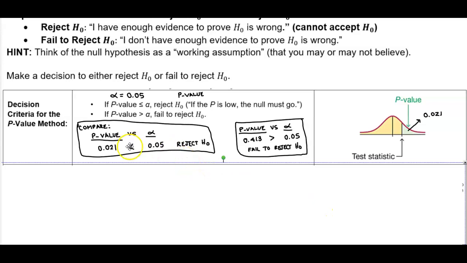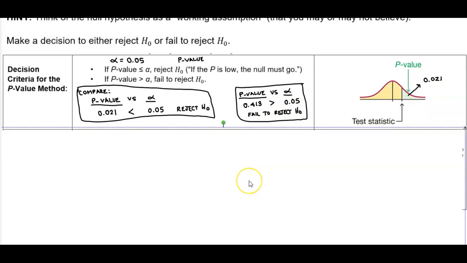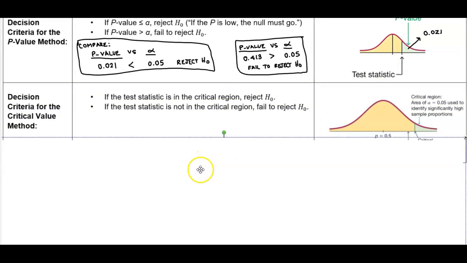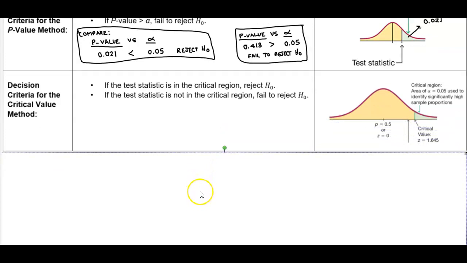So those are the two scenarios. Okay, if the p-value is less than or equal to alpha, then we reject the null. If the p-value is greater than alpha, then we fail to reject the null. Okay, now let's take a look at what this would mean for the critical value method, or we also call this the traditional method. Okay, so in this case here, it says if the test statistic is in the critical region, you reject the null. If the test statistic is not in the critical region, then we fail to reject the null.